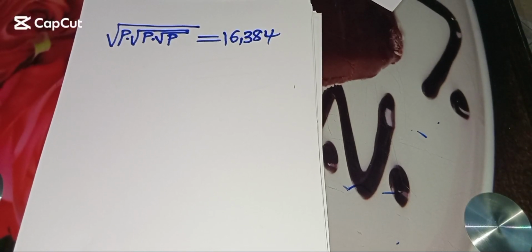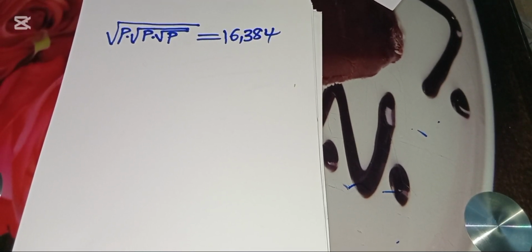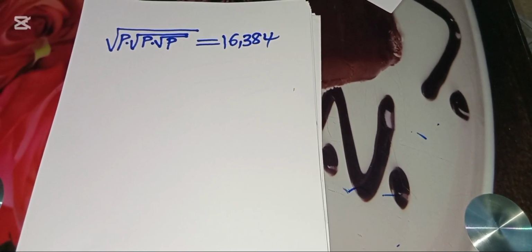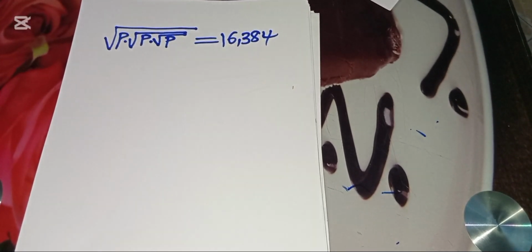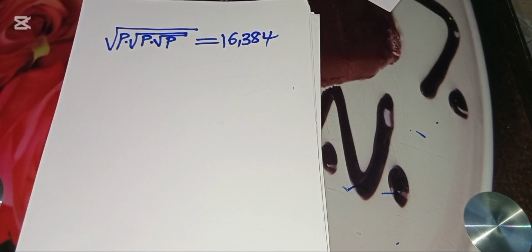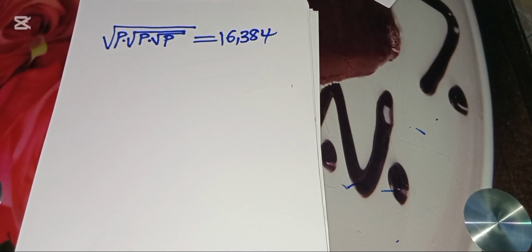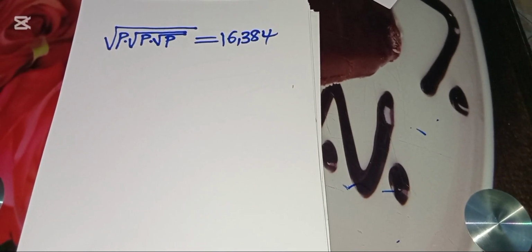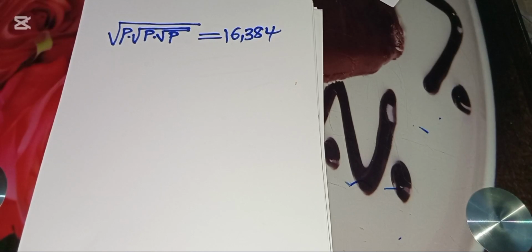Hello everyone, welcome back. We provide a solution to this nice square root math problem: the square root of p multiplied by the square root of p multiplied by the square root of p is equal to 16,384. So how do we solve for the value of p?